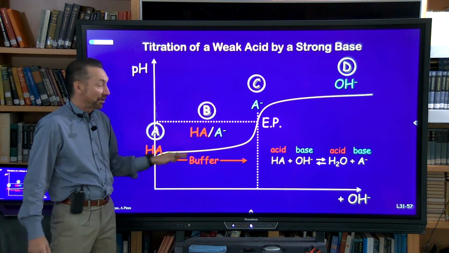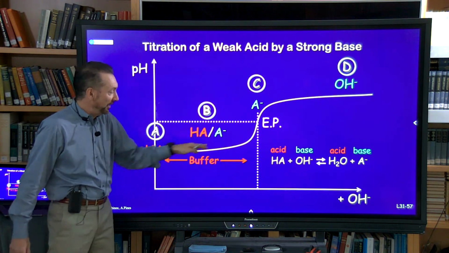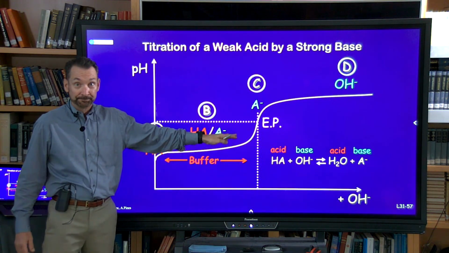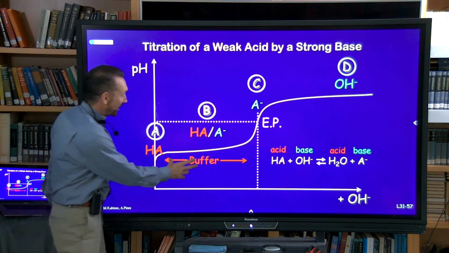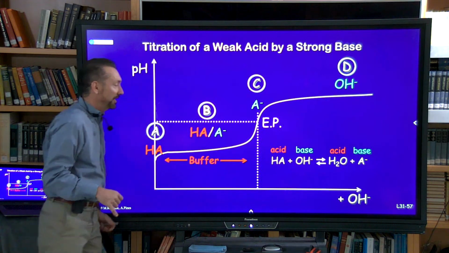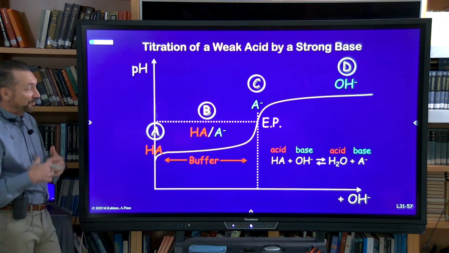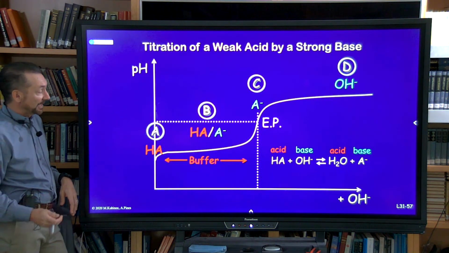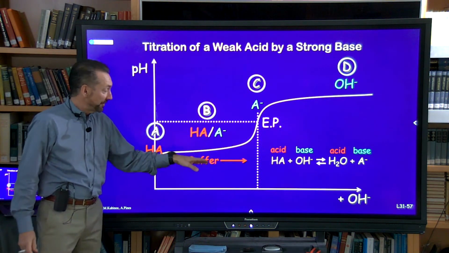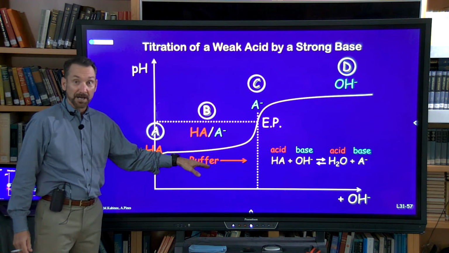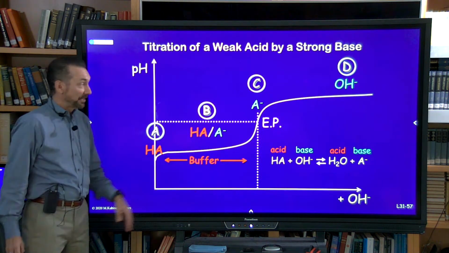Strong acids and strong bases don't have this behavior. So we call that region the buffer region. That's the most important region, and we'll talk about that a lot. That's where a lot of your exam questions will be, because this is what affects biology, and most of you are interested in the biological sciences.